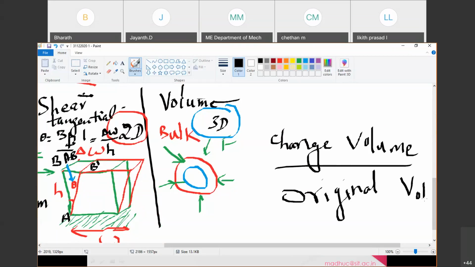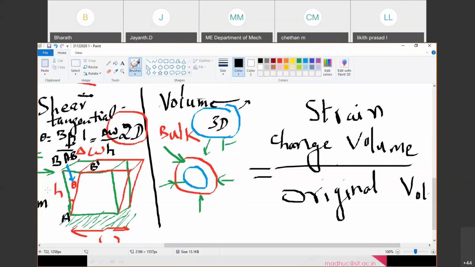So that is how you define your strain, volume strain. So how do you define the stress? Stress is again force by area. So in 3D, you have to take the area as your entire three-dimensional surface, your wall. For example, if you take a cube, then it is V cube, or A cube.